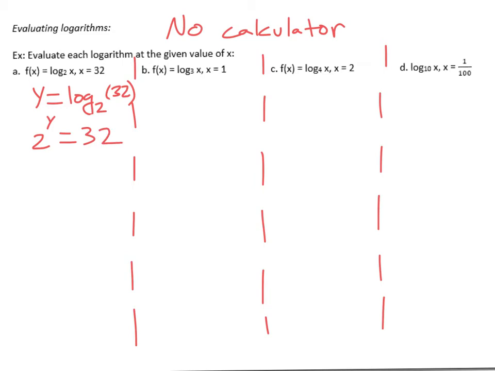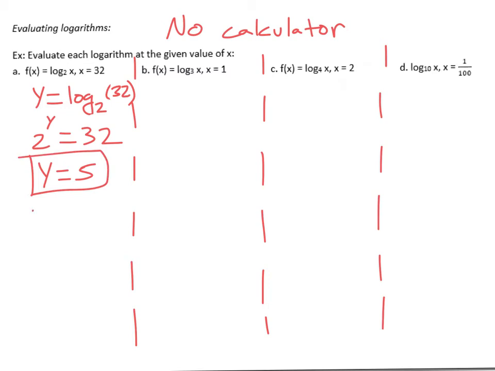That's the question that we're asking. 2 to what power is 32? Okay? I think it's incredibly important to be clear on that when you're dealing with logarithms. That's what we're after. That's the question. Now, with a little bit of guess and check, you could probably figure out that 5 is the number that does the job. 2 to the 5th power would be 32.